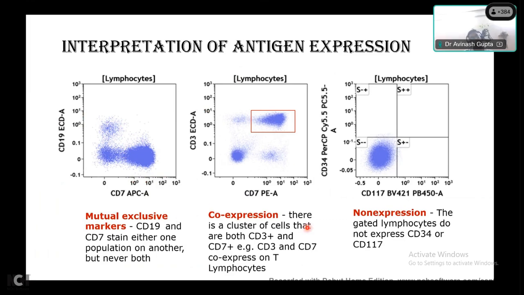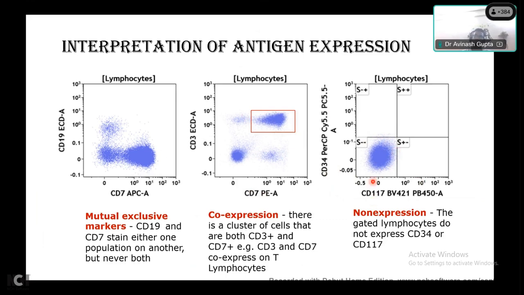What is co-expression? If you analyze CD3 and CD7 on T cell population, it will be expressing both, so they are co-expressed. And then some of the antigens are not expressed on that particular population. So this population is your normal lymphocyte, double negative.